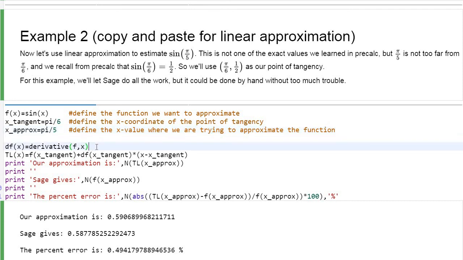So this will calculate the derivative and calculate the tangent line, and then it will print out the approximation from the tangent line. It'll print out the approximation from Sage and give you the percent error. So feel free just to copy and paste this and use it on your assignment.